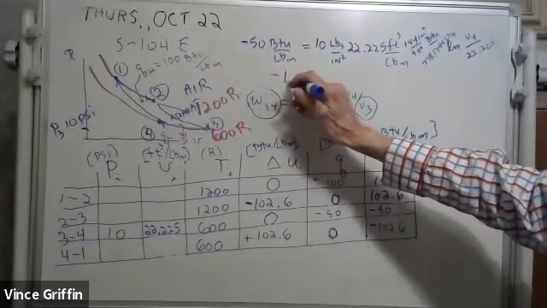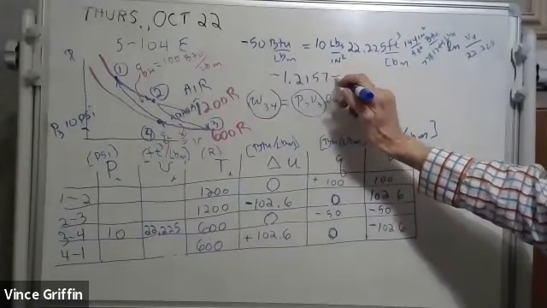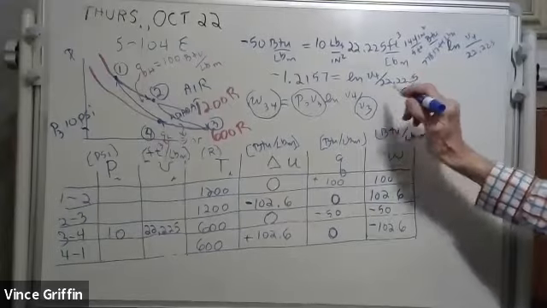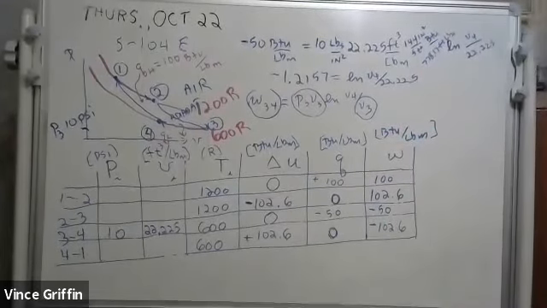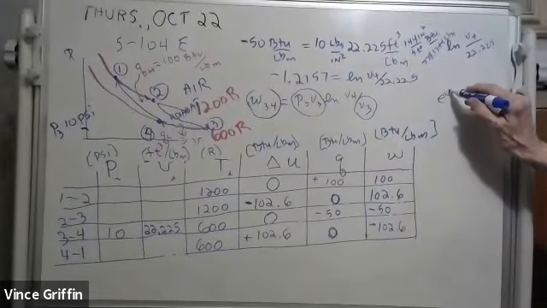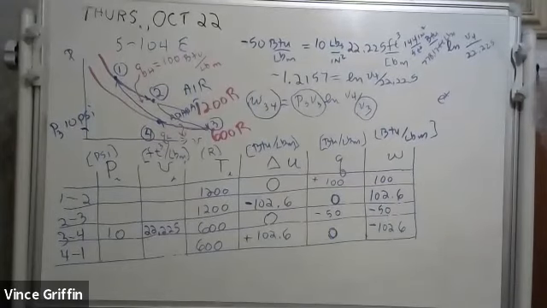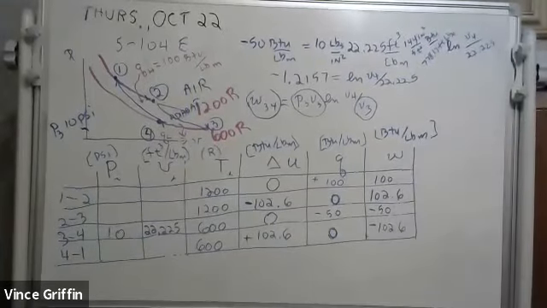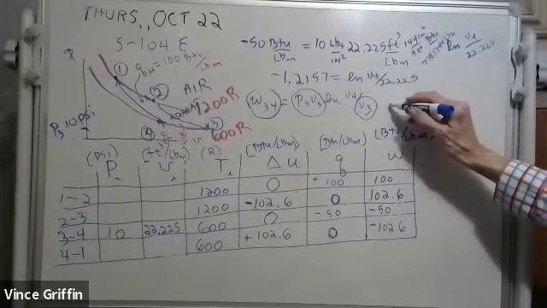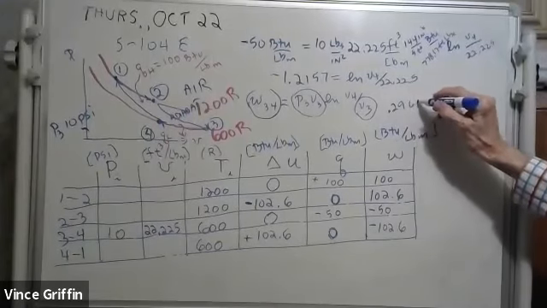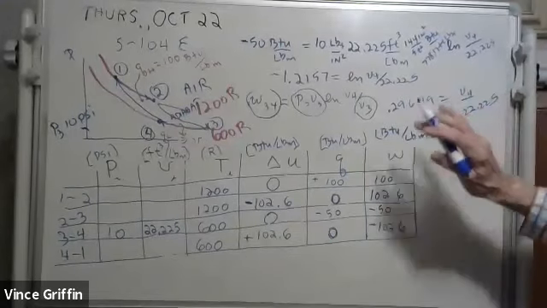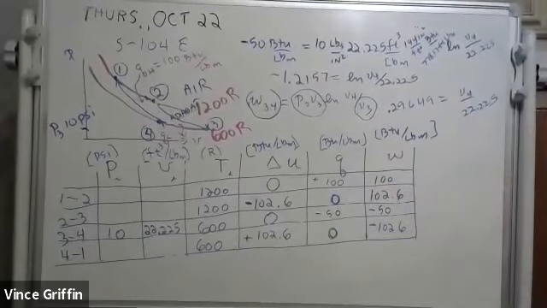And here's what I've got. I've got minus 1.2157 equals the natural log of V4 over 22.225. And what you do now, guys, is you punch that little e to the x button. Punch that little e to the x button, and here's what you'll have. You will have 0.29649 equals V4 over 22.225. And then you can get your V4. Multiply. And here's what you'll get for V4.